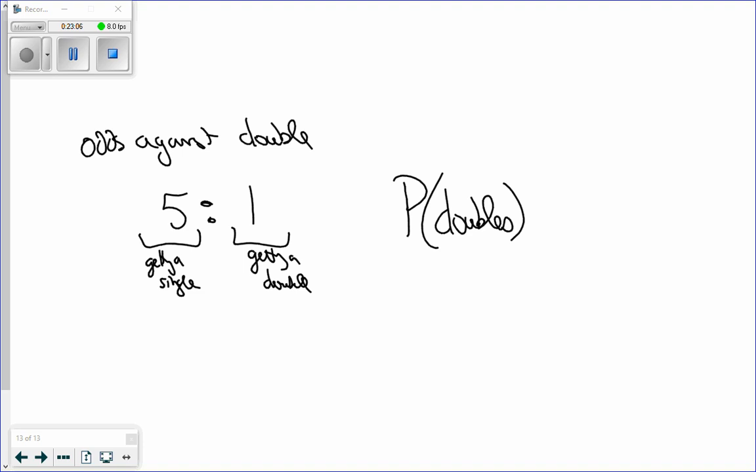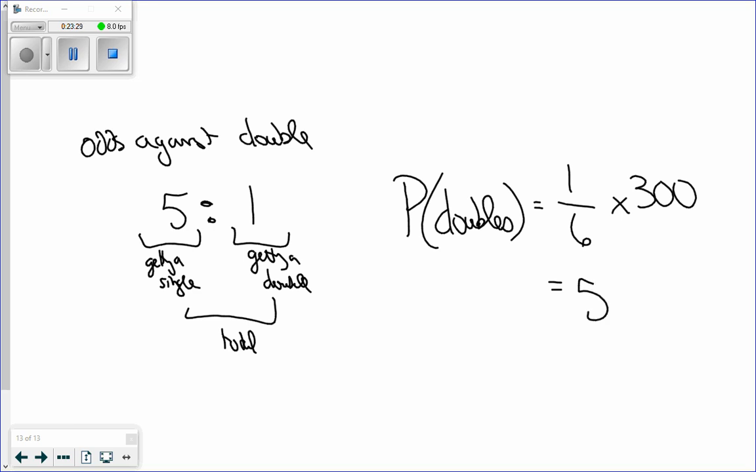So it's going to be what over what? Probability of getting doubles is 1 out of 6, right? Because remember, it's over the total. And if it's rolled 300 times, you just go 1/6 times 300, and you should get out 50. So on 300 rolls, you should expect 50 of them to be doubles. Now, does that mean you are going to get 50 that are doubles? No, it just means that theoretically you should get around 50. Okay. That's it. That's all.